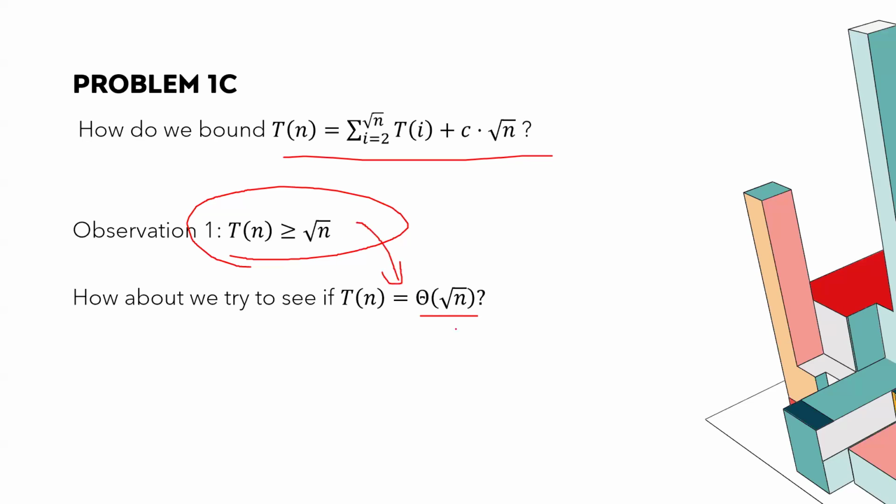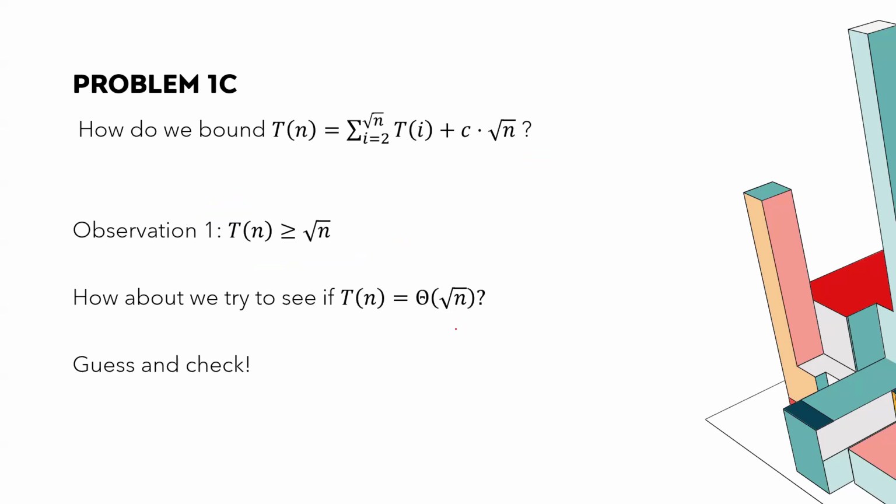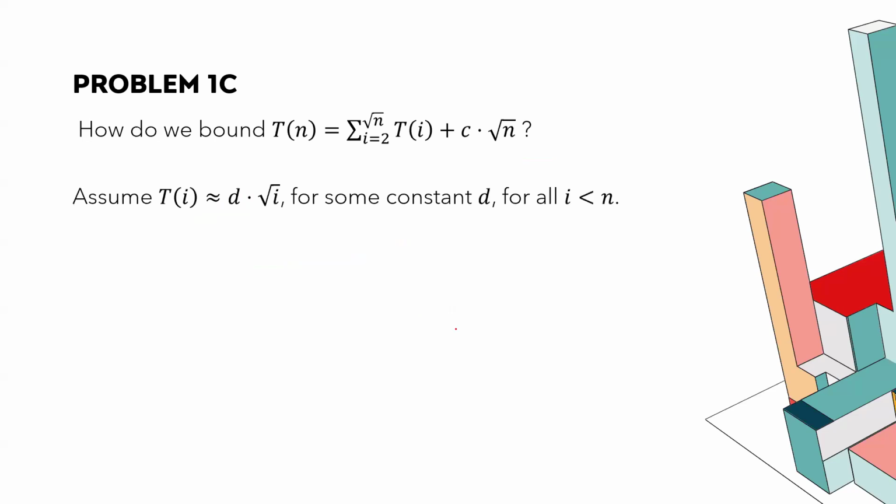And in fact, I wasn't sure whether it was the answer or not, so I just tried it, right? So how do we do that? Well, guess and check is the best method, right? We have a guess, we might as well check it, right? So I'm going to assume that Ti is d times square root of i for some constant d, and for all i less than n. This is our inductive hypothesis.